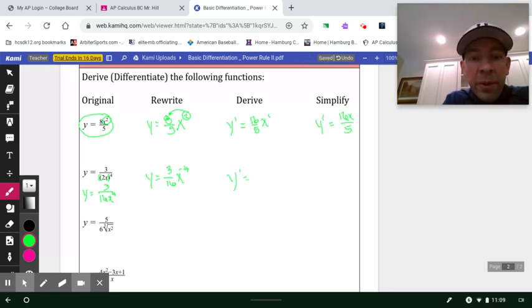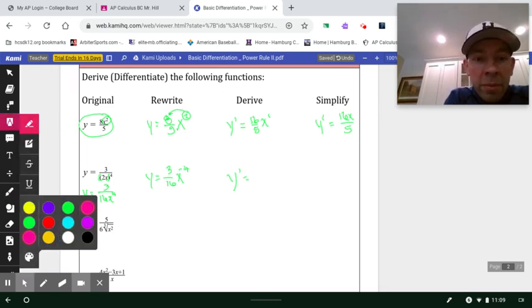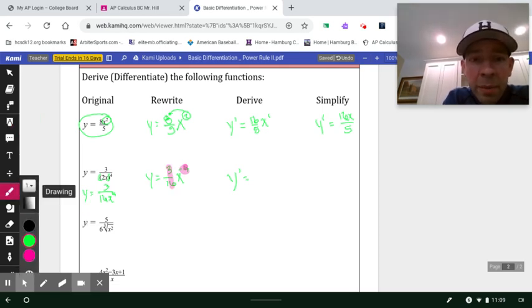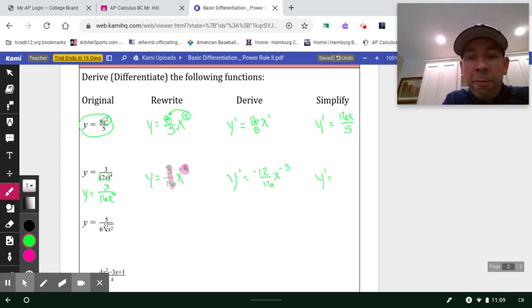So up to this point, I haven't done any calculus at all. What I want to do now is multiply this negative 4 times this coefficient right here, which is going to make negative 12/16, and then subtracting 1 from the exponent makes negative 5. Now, if I rewrite that, first of all, that coefficient is going to reduce to negative 3/4, so I'm going to put the negative 3 on top, the 4 on the bottom, and then I'm going to move that variable to the bottom, and there's my best simplified answer.